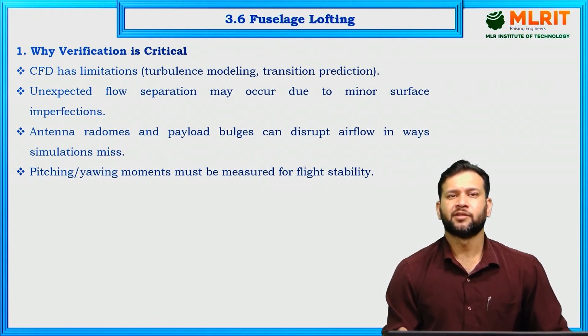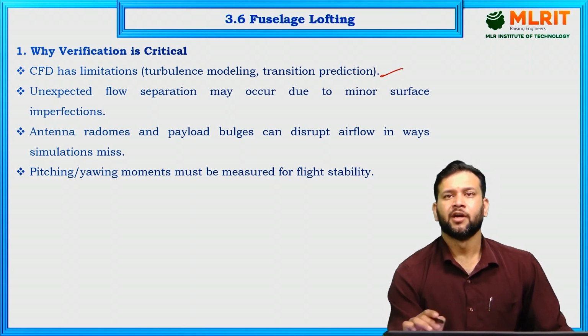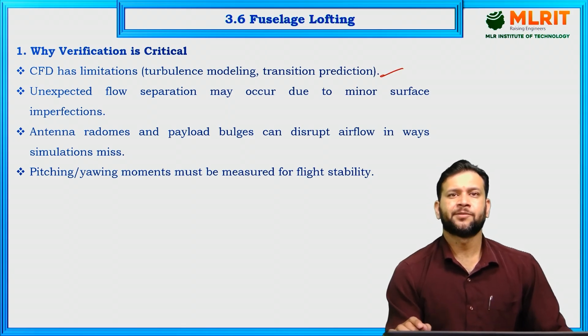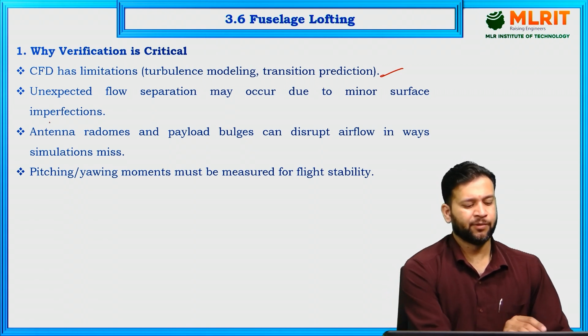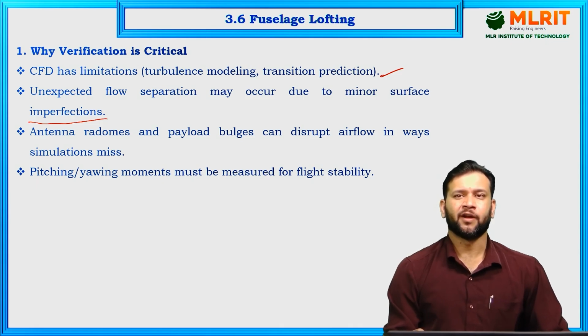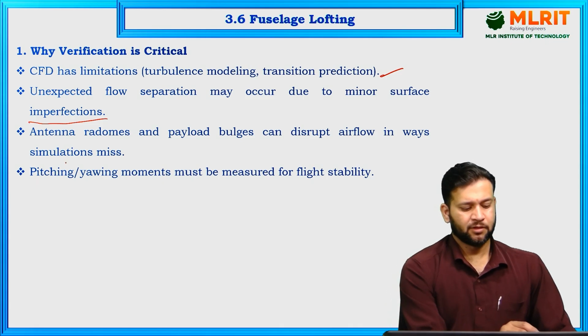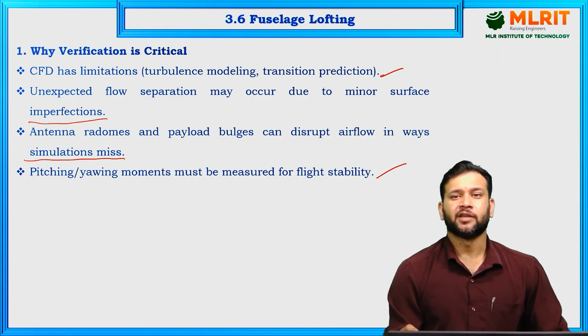Why is verification critical? CFD has limitations in turbulence modeling and transition prediction. Unexpected flow separation may occur due to minor surface imperfections. Antenna radomes and payload bulges can disrupt airflow in ways simulations may miss. Pitching and yawing movements must be measured for flight safety.